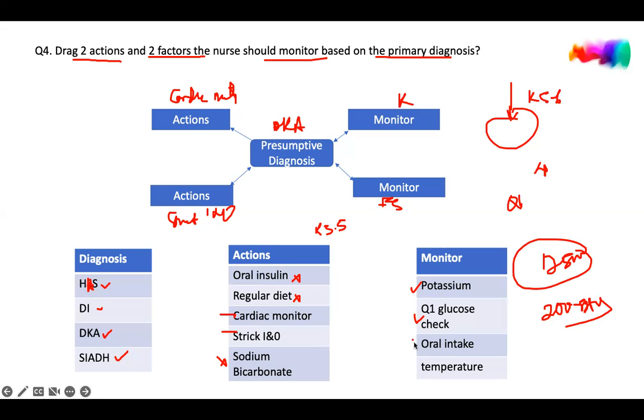Oral intake. Well, I don't want them to eat right now until they have corrected the acidosis. The temperature, I know he came in with a fever of 101, but it's because of the problem. Okay, so because of the DKA.